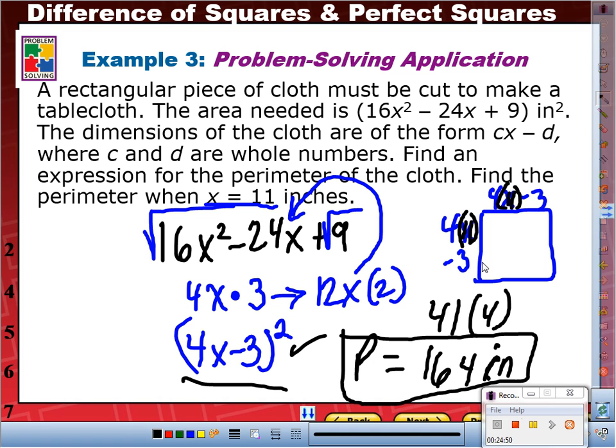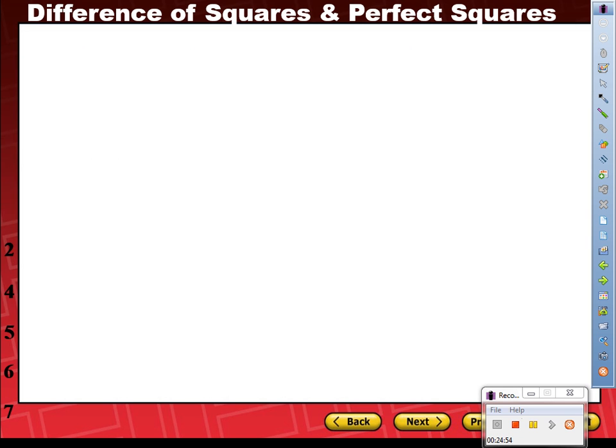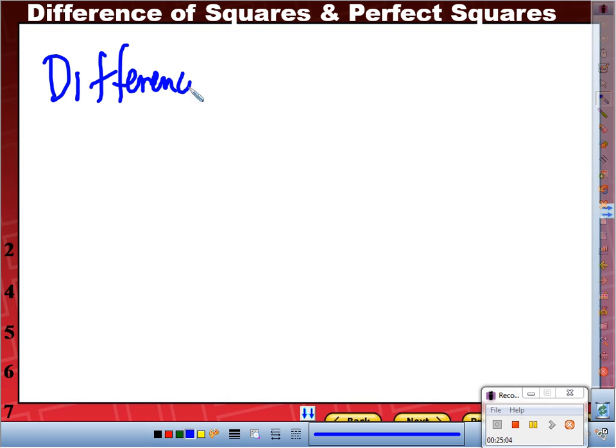Alright, so now, that was one type of problem. The next one, hold on, copy this term down. The next topic that I want us to cover was difference of squares.